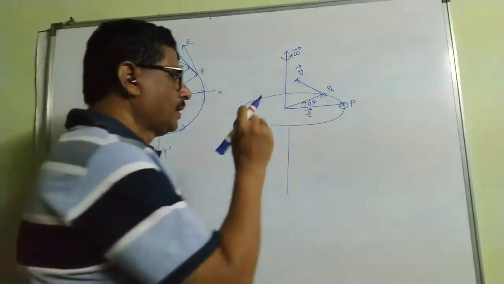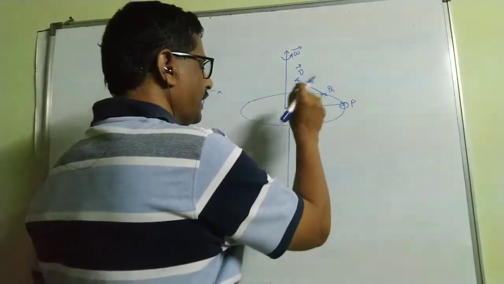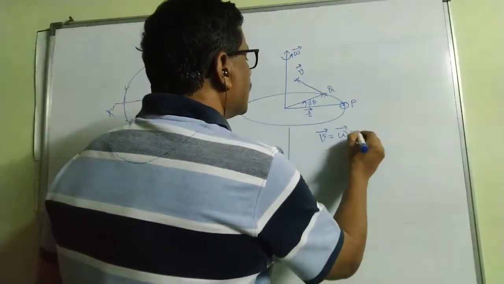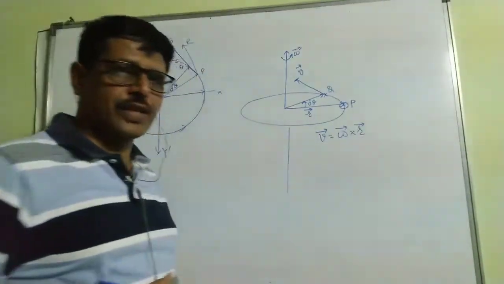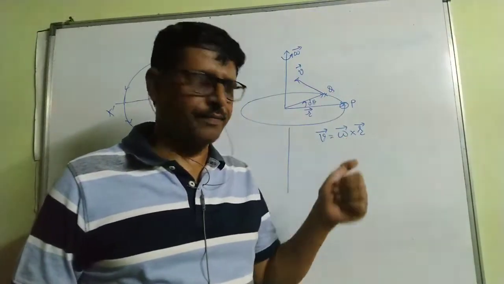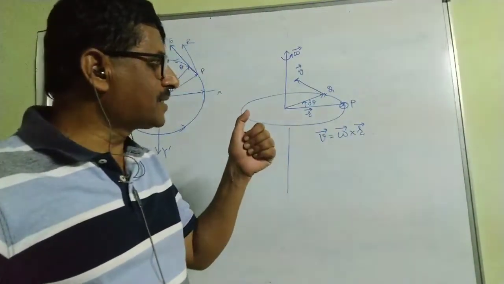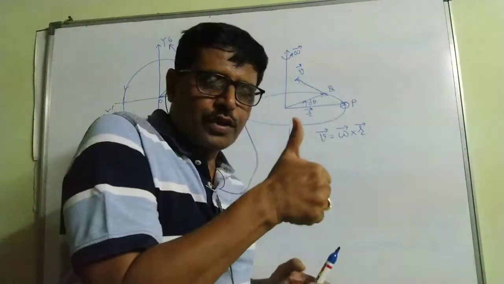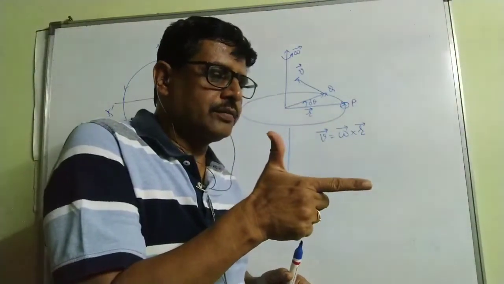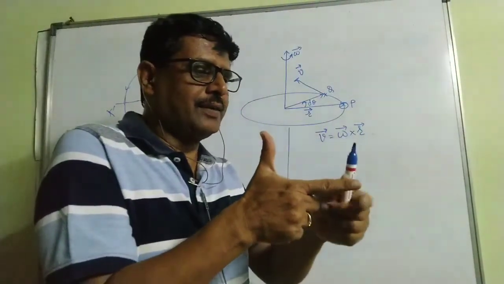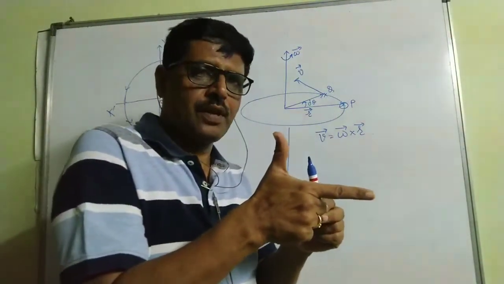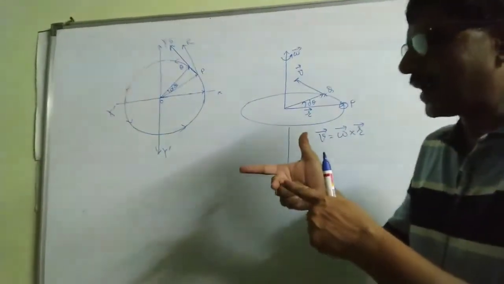Here, linear velocity, angular velocity and radius are perpendicular to each other. Therefore, the vector relation between linear velocity and angular velocity is vector V is equal to omega cross vector R. Here this is the angular velocity, and this represents the linear velocity. And this is the radius.